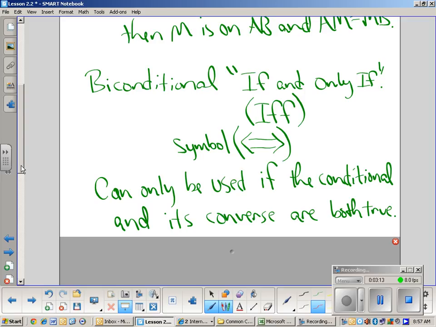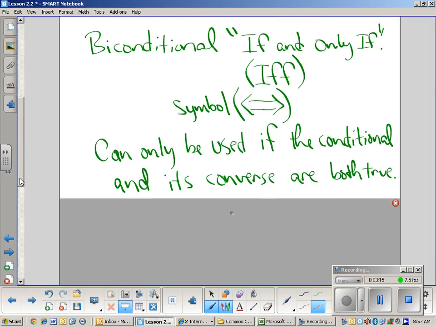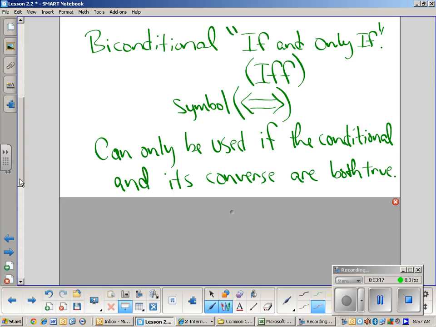And what I just said was, since both were true. This next statement says a biconditional can only be used if the conditional and its converse are both true. So a biconditional can only be used if the original conditional and the converse are both true. Let me pause while you finish that, and then we'll move on.